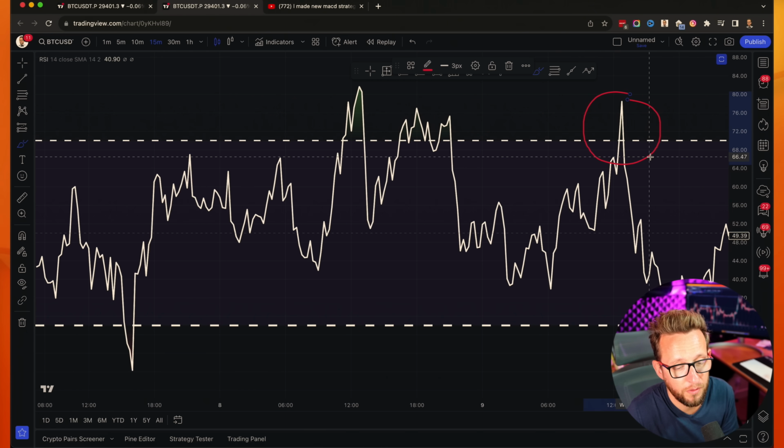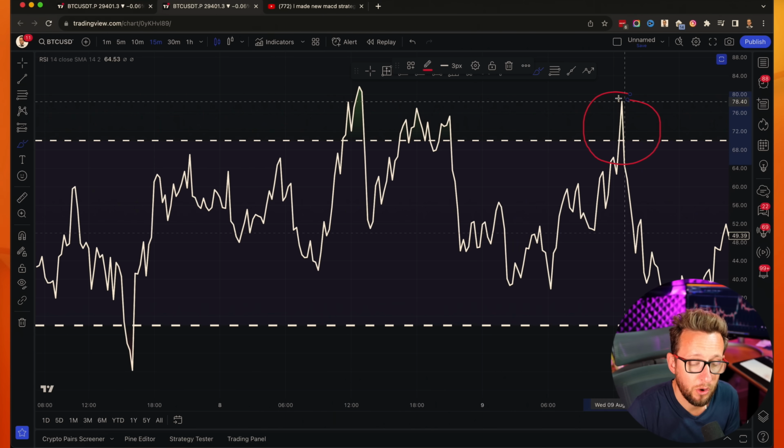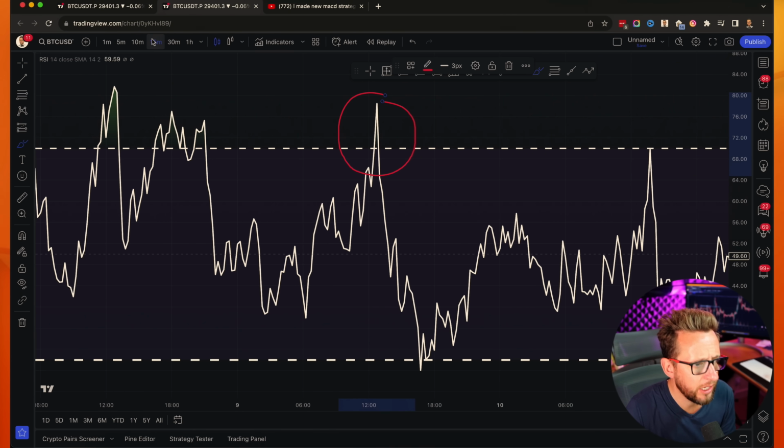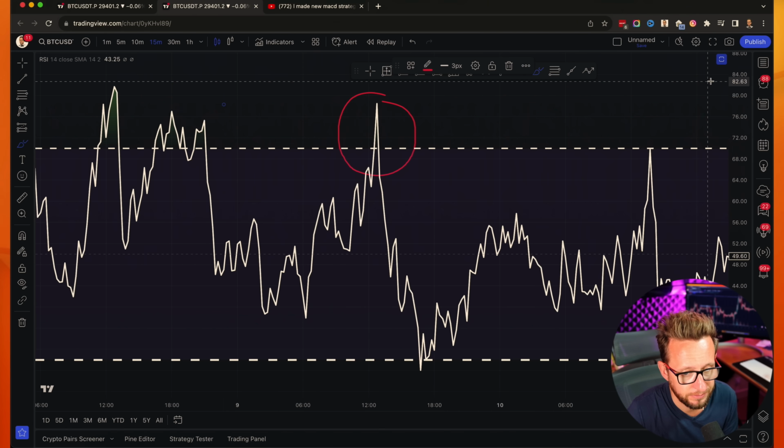This is called the overbought section, where price is considered too expensive or at a premium. So this is where we'll be looking to short. As I said earlier, we are on BTC USDT. Over to the next indicator.